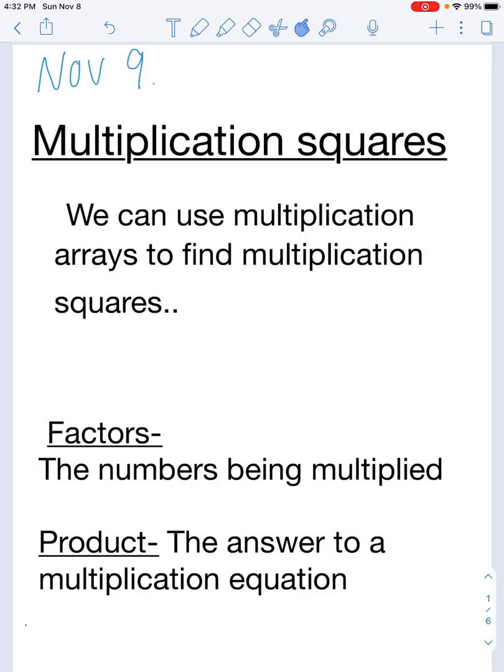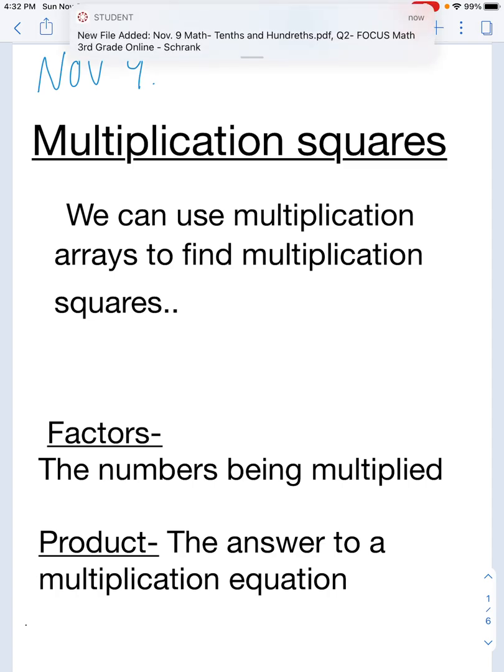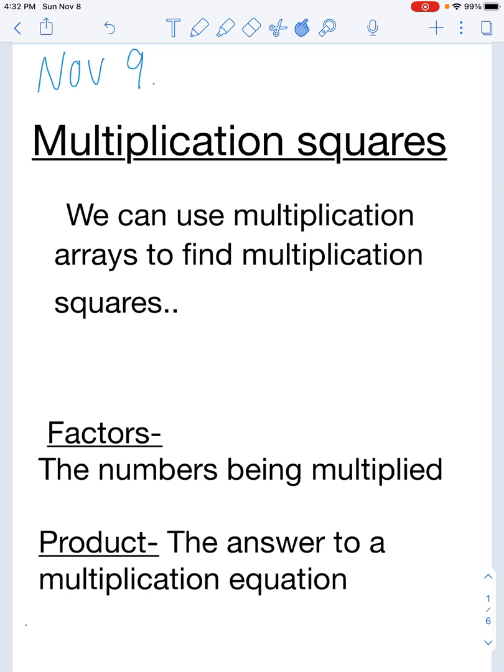Okay, so today we are going to look at what multiplication squares are. We can use multiplication arrays to find multiplication squares, and I'm going to show you how. Before I do that, I want to review real quick what a factor is and what a product is, because you'll hear me say those two words throughout this lesson.